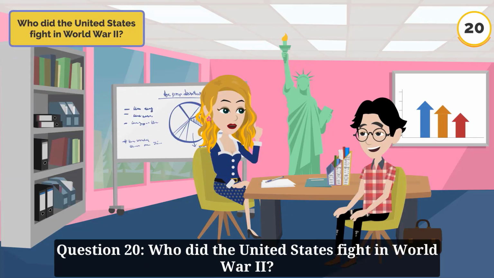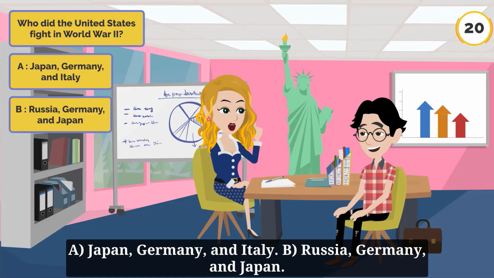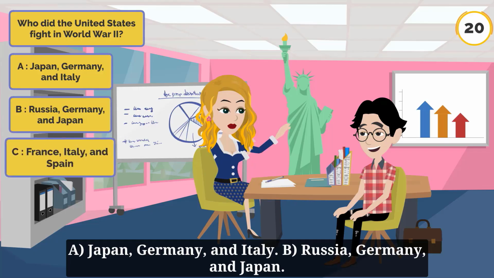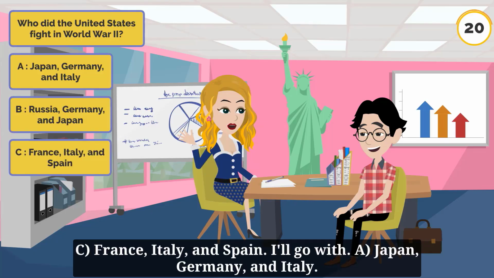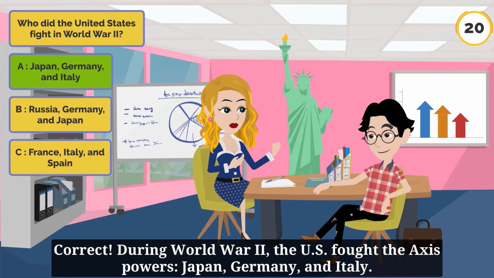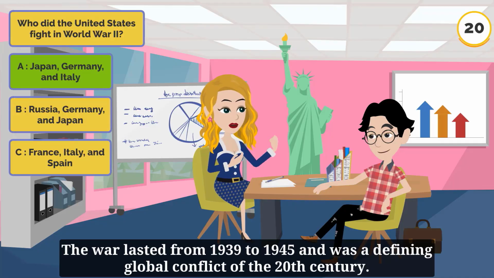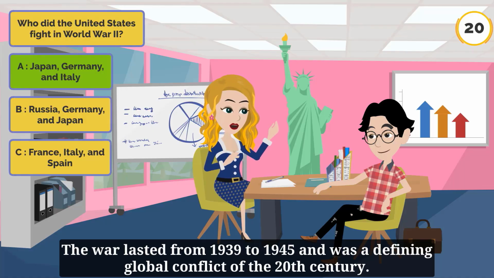Question 20. Who did the United States fight in World War II? A. Japan, Germany, and Italy. B. Russia, Germany, and Japan. C. France, Italy, and Spain. I'll go with A. Japan, Germany, and Italy. Correct. During World War II, the U.S. fought the Axis powers, Japan, Germany, and Italy. The war lasted from 1939 to 1945 and was a defining global conflict of the 20th century.